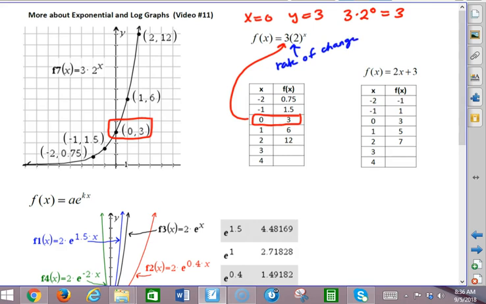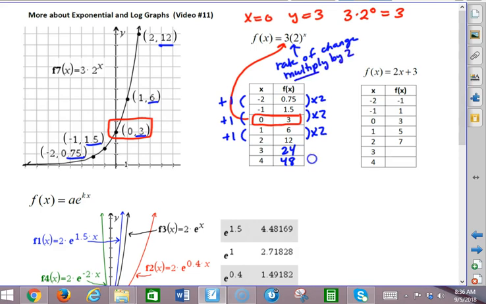Now what I want you to notice here with the y values, 0.75, 1.5, 3, 6, 12, is they are doubling every time, which is why this graph grows so quickly. The x values are just going up by 1, but the y values are doubling each time. So we have 0.75, 1.5, 3, 6, 12, then the next one's going to be 24, and then 48. So we see that this is just going up by 1 every time, plus 1, plus 1. But this is going up times 2, times 2, times 2. So when you see that pattern, the rate of change is multiply by 2. That's exponential.